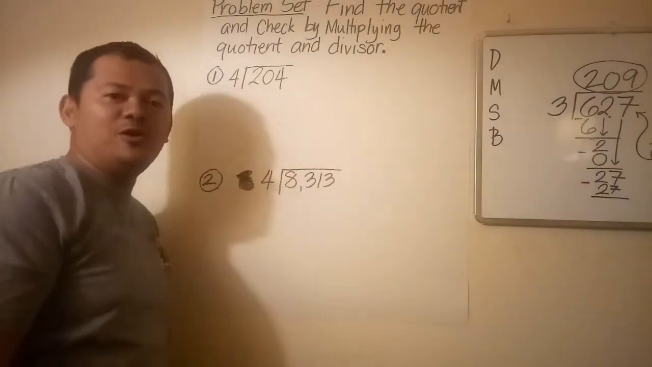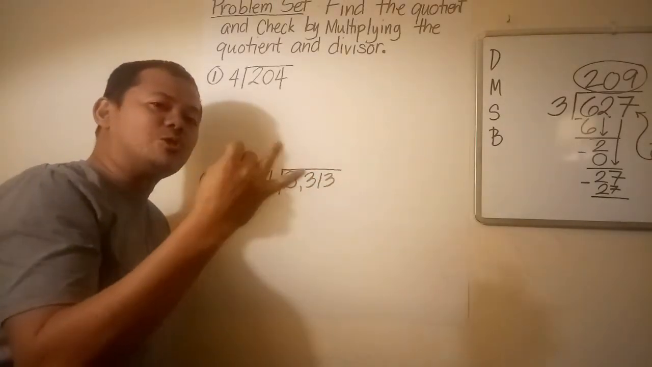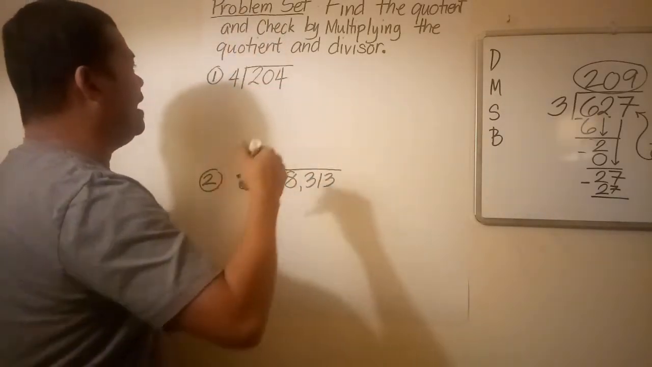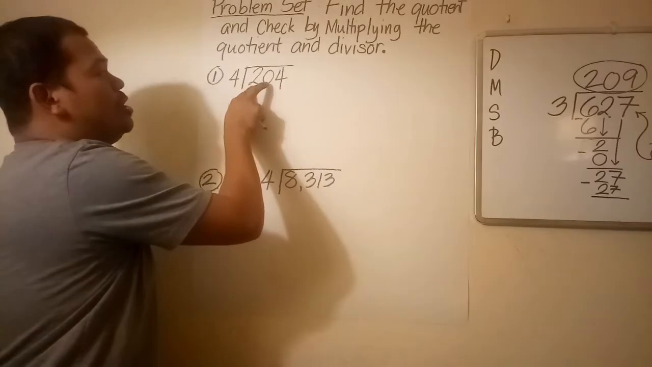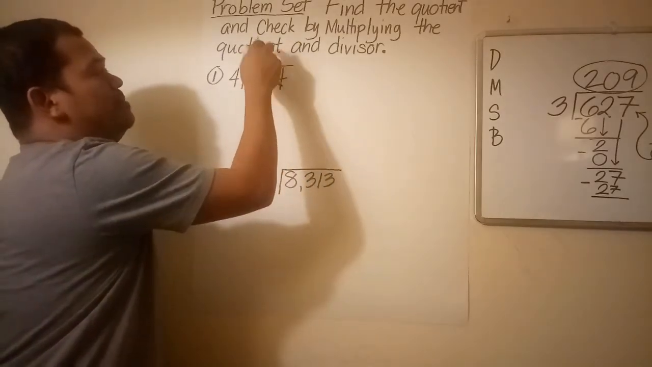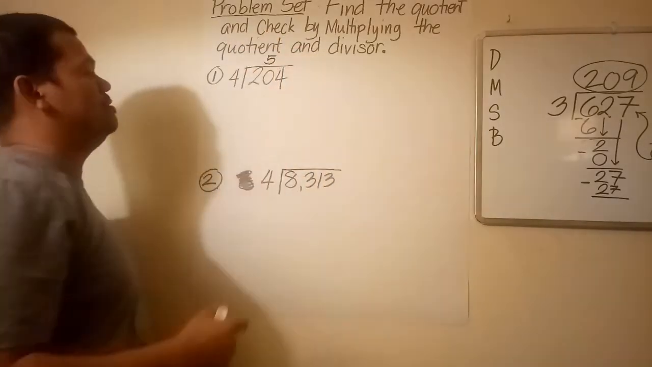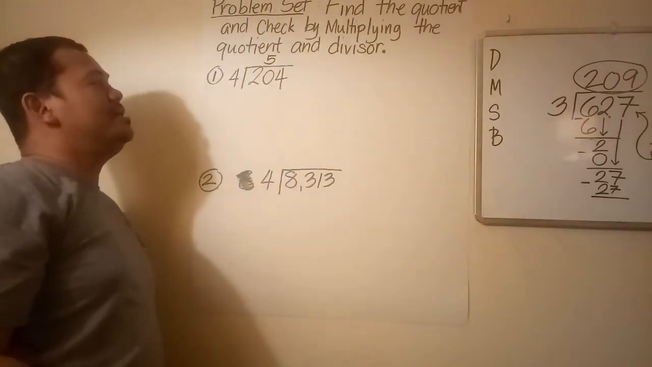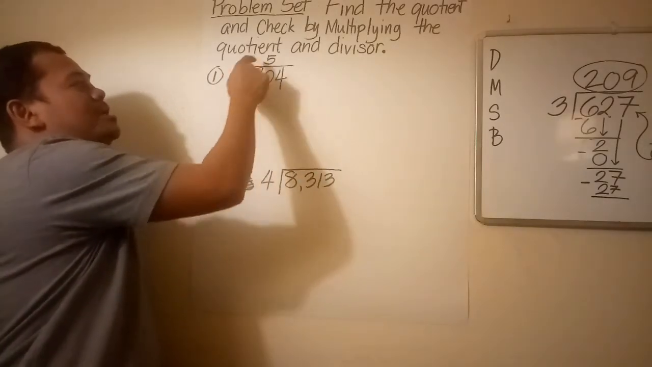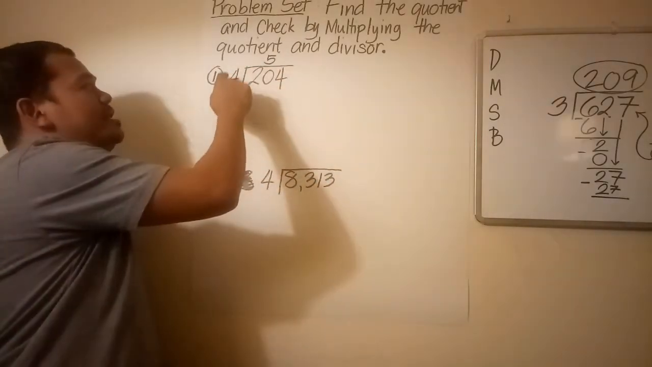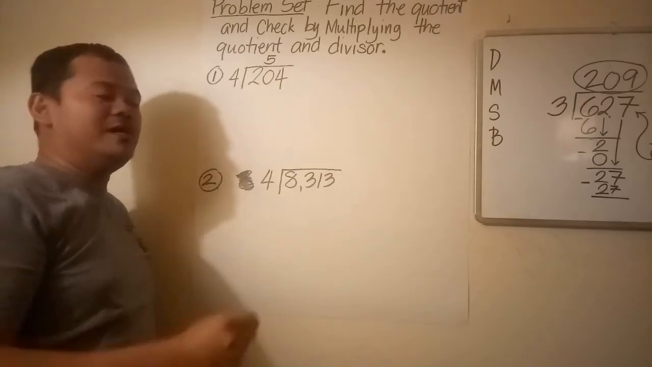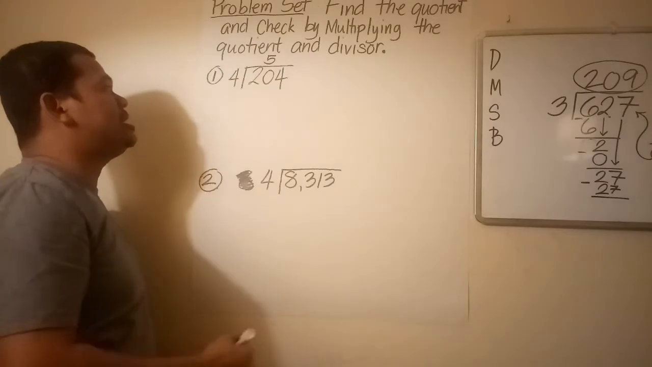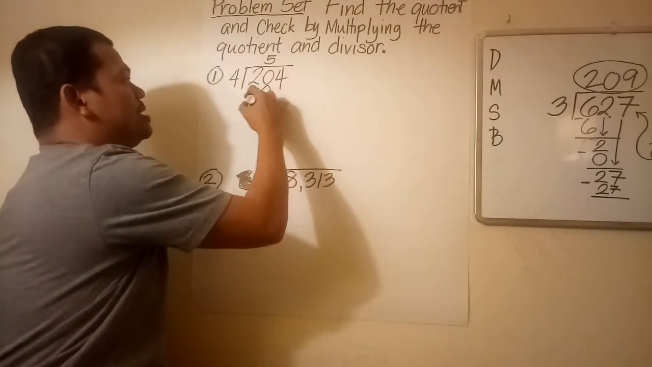Let's count by 4 now. 4, 8, 12, 16, 20. How much? It's 5. So where are we going to write 5? Is it above 2 or 0? Because we use 2 and 0, we are going to write 5 above 0. Now, 4 times 5 is equal to 20. After we divide, we multiply 4 times 5. Let's count again by 4: 4, 8, 12, 16, 20. The answer is 20. Right here, 20.